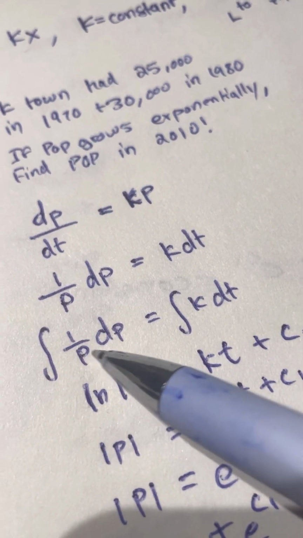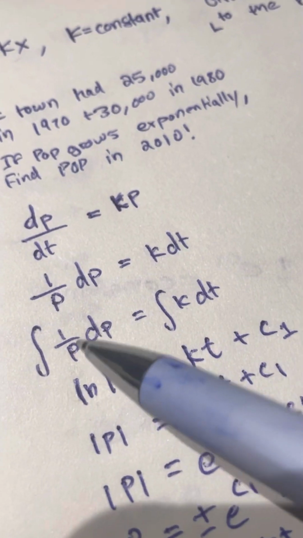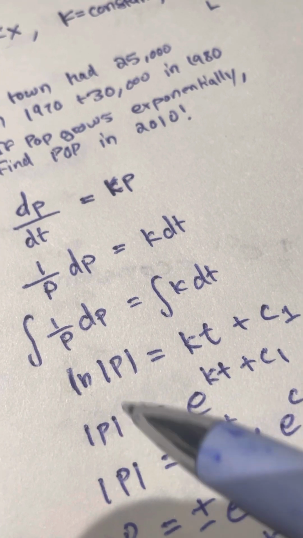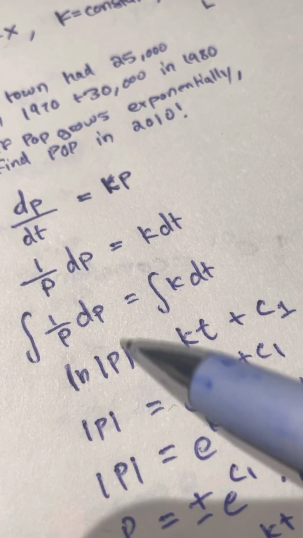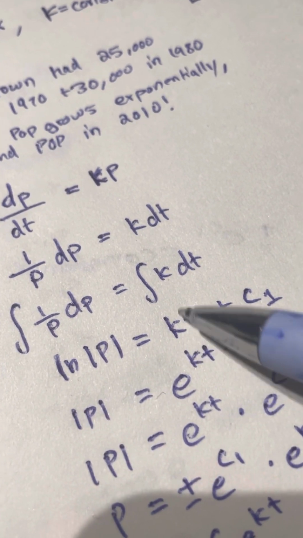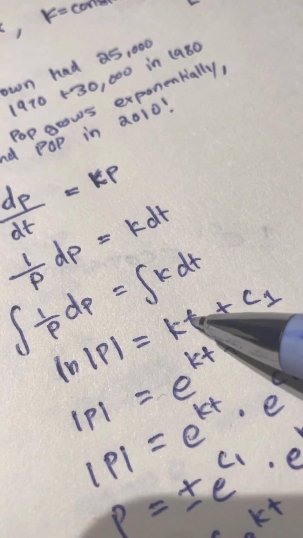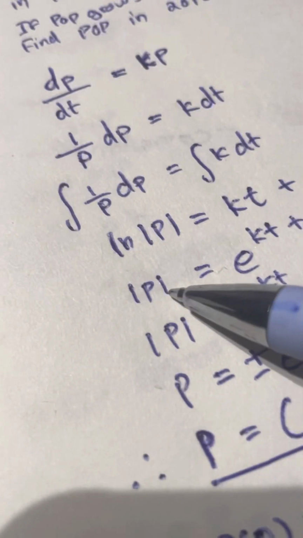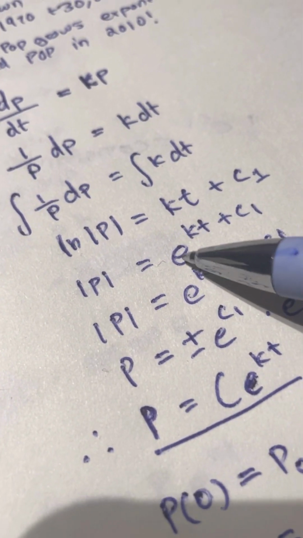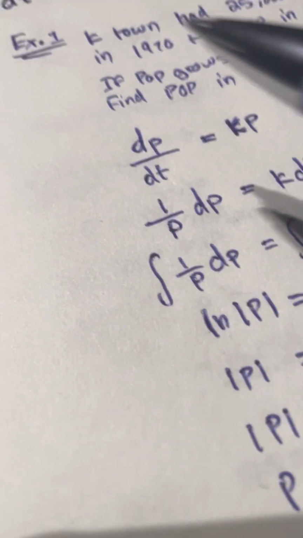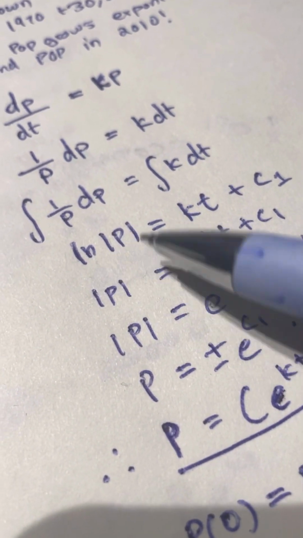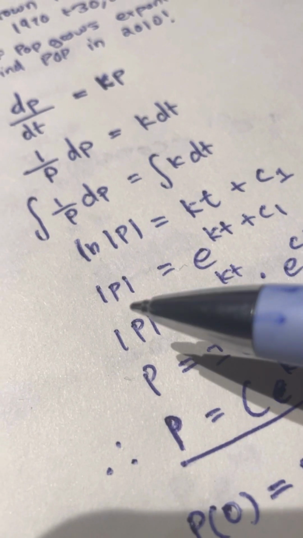And since the derivative of the natural log of p gives us 1 over p, the integral of 1 over p gives us the natural log of the absolute value of p, which is equal to kt, and remember this is a constant, so we add a constant of integration, plus c1. So now p is equal to e to the power. What I did here was, to cancel out the logarithm, because we want p by itself, we're solving for p.